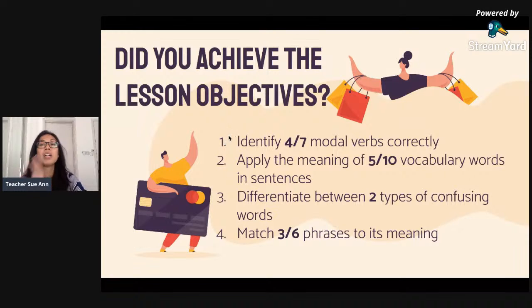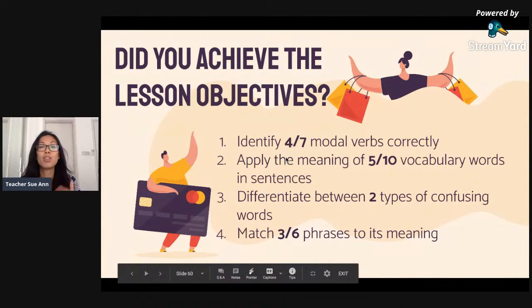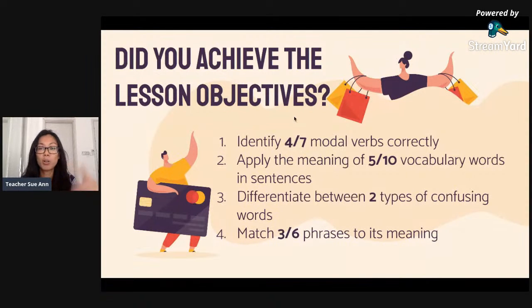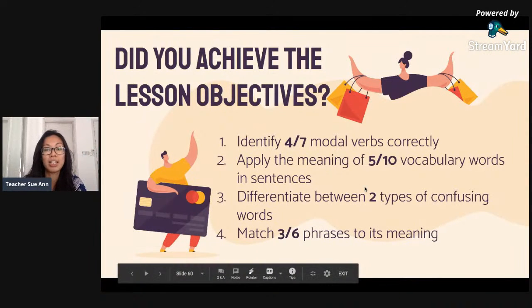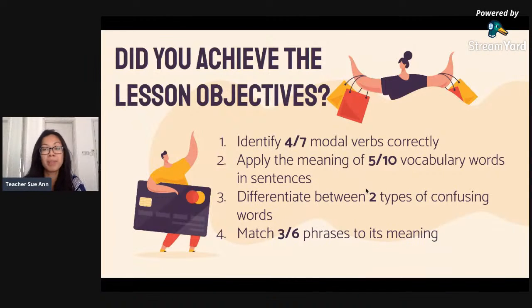And so I'm going to ask you, did you achieve the lesson objectives? Did you identify 4 out of 7 modal verbs correctly? This is the first quiz. The second quiz, apply the meaning of 5 out of 10 vocabulary words in sentences. All right, did you differentiate between the first type and the second type? There are 2 types, right? If you can differentiate 1, that's enough already. And match 3 out of 6 phrases to their meanings. If you can do all this, it's good, right? You achieved the lesson objectives. If not, you can go back and watch again and try again. And maybe Google to help you, PM me if you need anything.